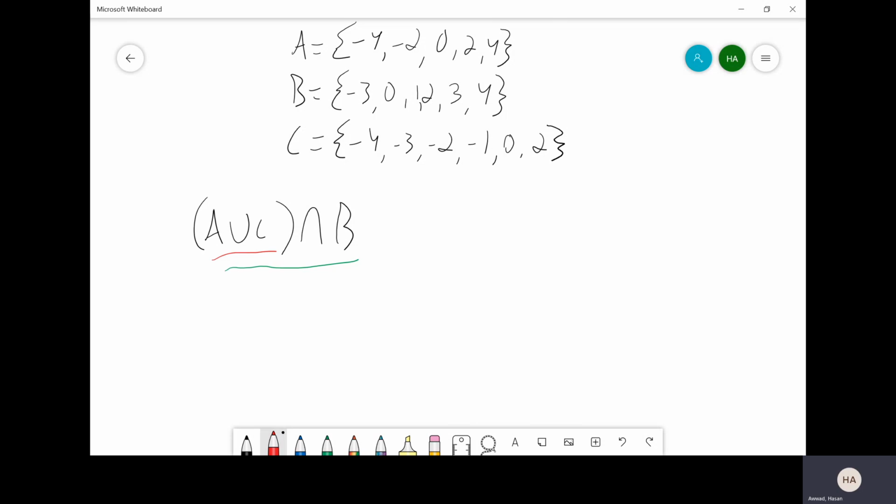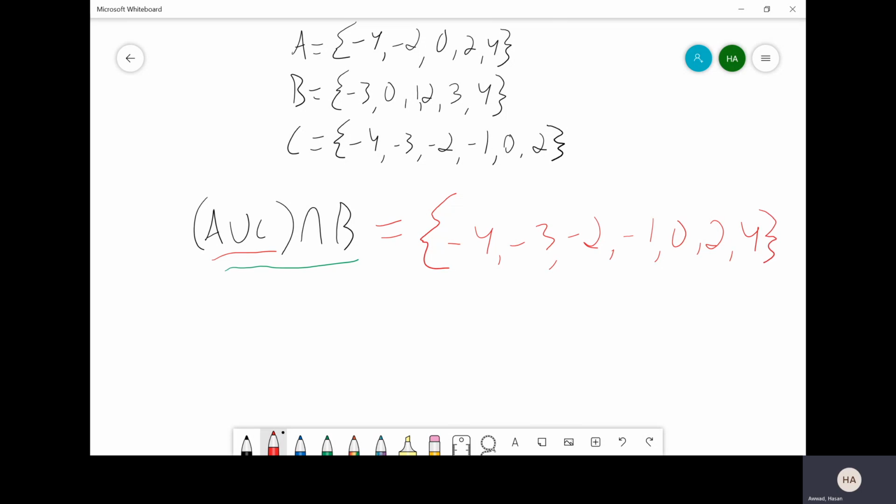So what is A union with C? And we'll just do this off in a separate thing. So I'm just going to write an equal sign because, you know, this is what we're doing. So A union with C is we're looking for putting both of them together, so including all of the elements, right? So, well, -4, -3, -2, -1, 0, 2, and finally 4, right? Because 4 is in set A.